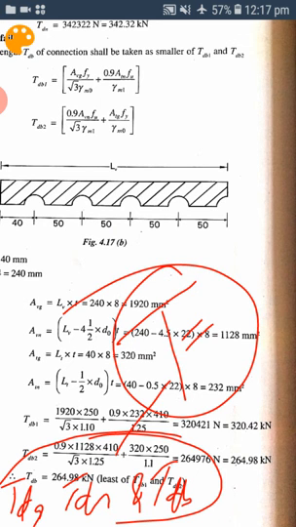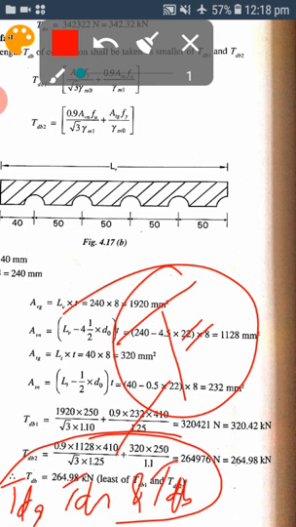Please practice this kind of problem, an angle connected to the gusset plate. If an equal angle is given, one leg of it will be connected to the gusset plate. If an unequal angle is given, they will mention whether the longer leg or the shorter leg is connected to the gusset. According to that, you solve the problems. And remember, we have to calculate the design strength of the member by considering the three modes of failure, that is gross section yielding, net section rupture, and block shear failure. I hope you understood this problem.